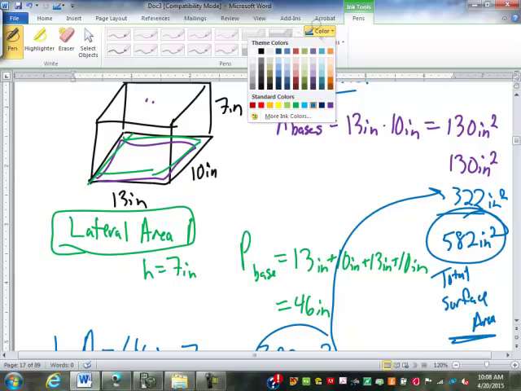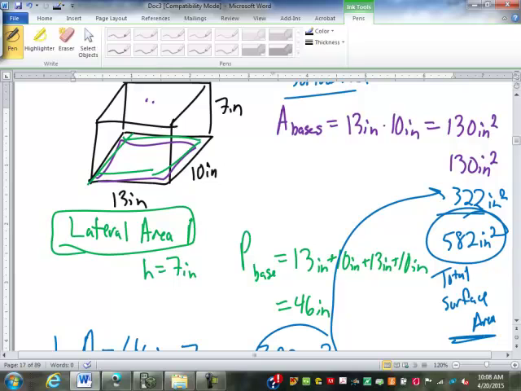What do you think? Better? It doesn't need to be cubed. No, because it's area, not volume. Area is squared, volume is cubed.